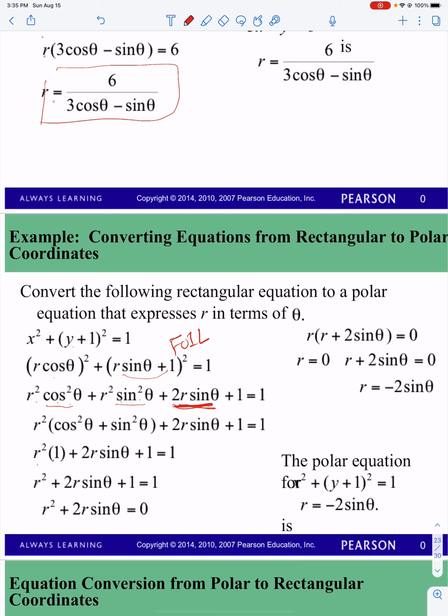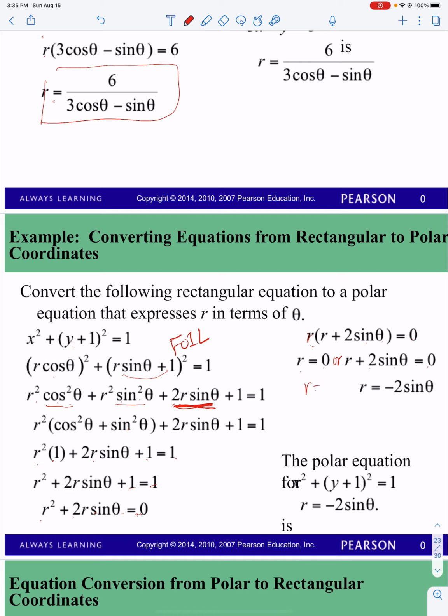So it's R squared plus 2R sine theta plus 1 equal to 0. So R squared plus 2R sine theta equal to 0. Yeah? Okay, 1 cancels. So what do we need to do? You factor the R out. Then two things multiplied together equal to 0. What does this mean? Each part equals 0. R equal to 0 or R plus 2 sine theta equal to 0.